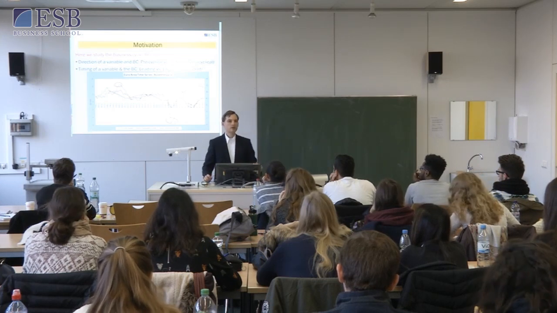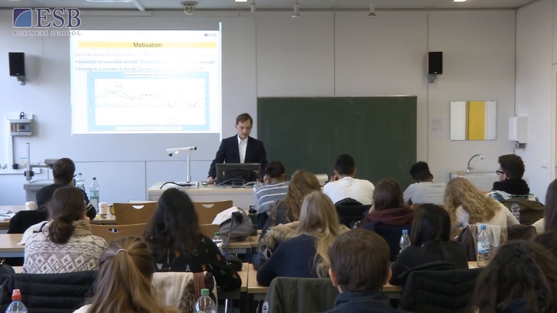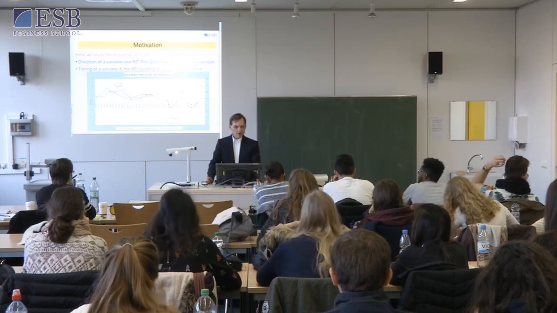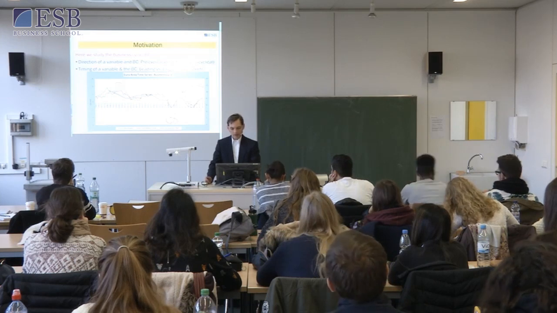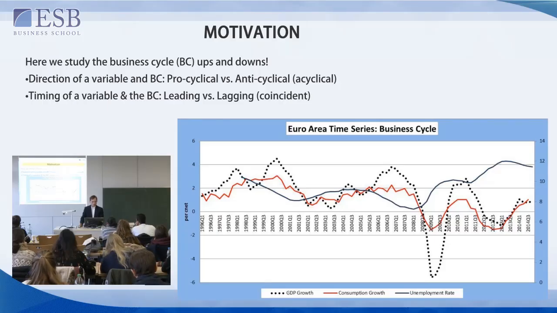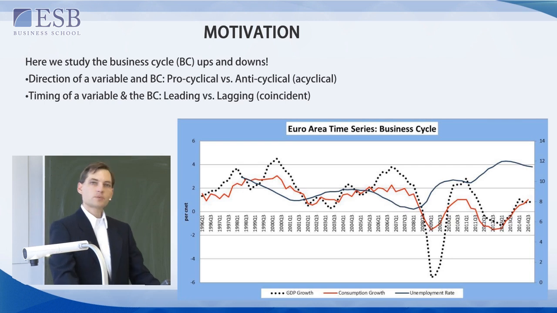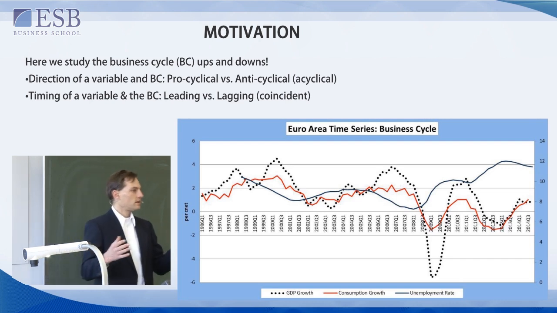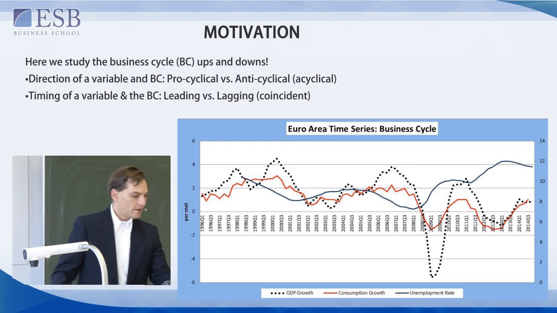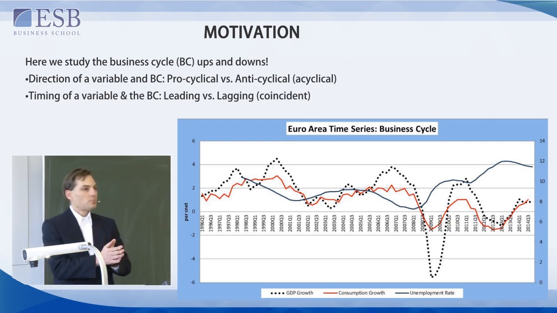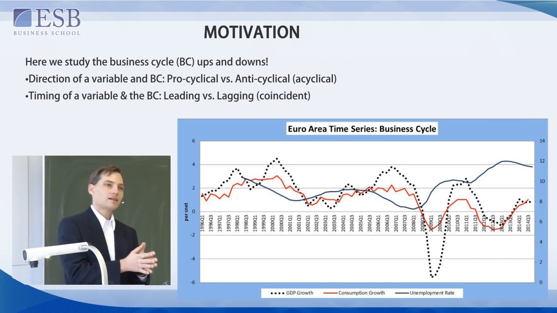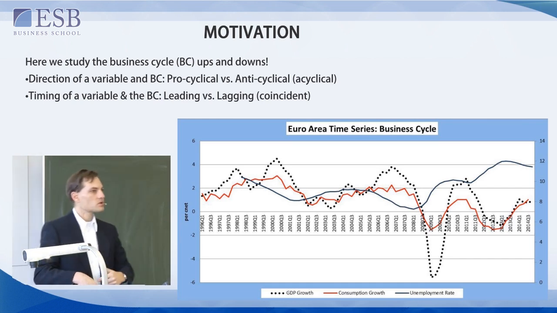First, take a look at the red curve, which is household consumption growth. We can see immediately that during times of high economic growth, when the dotted curve was high, the red curve is also relatively high. When the dotted curve, GDP growth, is low, the red curve, representing consumption growth, is low. So there is a relationship between the business cycle and consumption growth. In terms of direction, we could say consumption growth is a pro-cyclical variable. They are in the same direction. GDP growth is high, consumption growth is high. GDP growth is low, consumption growth is low.